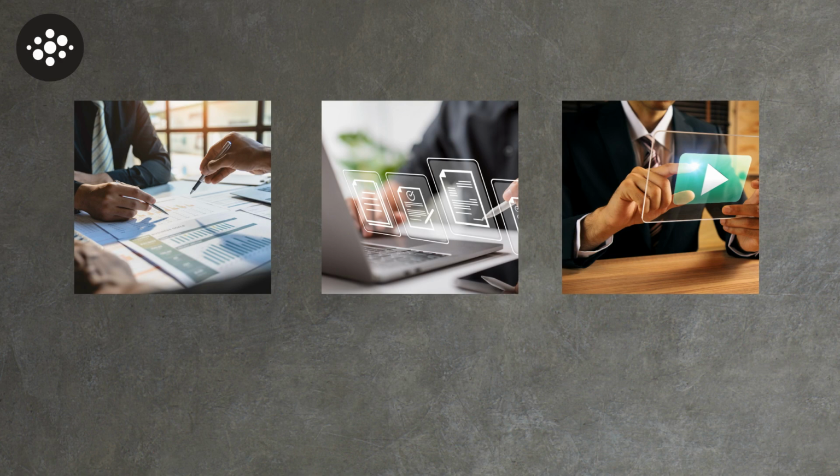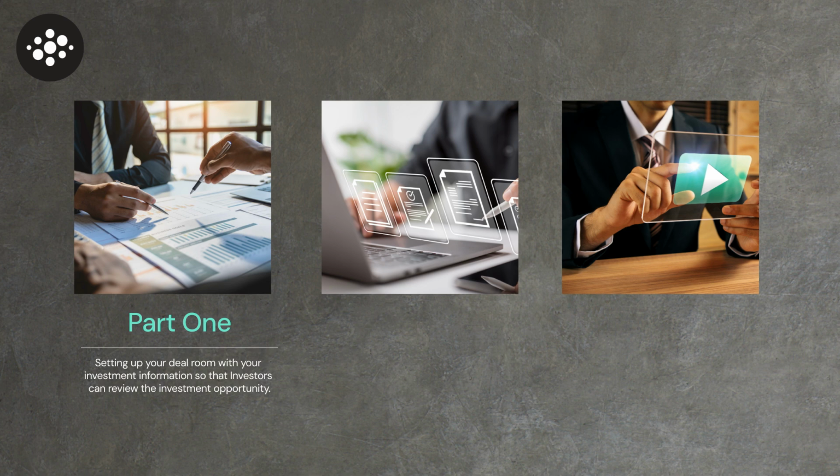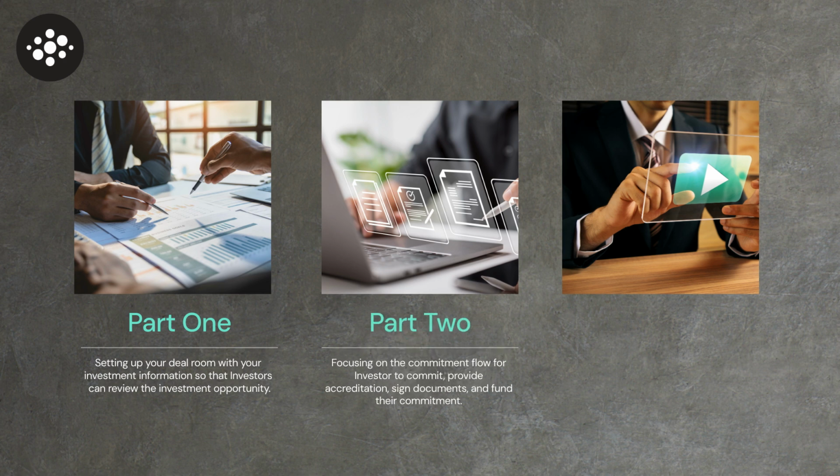In the last session, we got through the basic settings of the capital raise. This session is divided into 3 parts. Part 1, setting up your deal room with your investment information so that investors can review the investment opportunity. Part 2, focusing on the commitment flow for investors to commit, provide accreditation, sign documents, and fund their investment. And Part 3, the final touches are setting up your lead intake form and ensuring the capital raise and investor portal are both live.